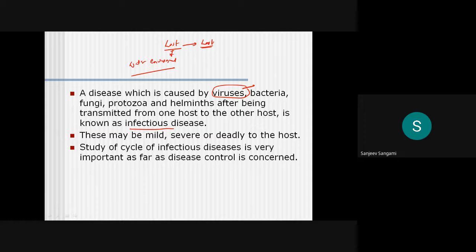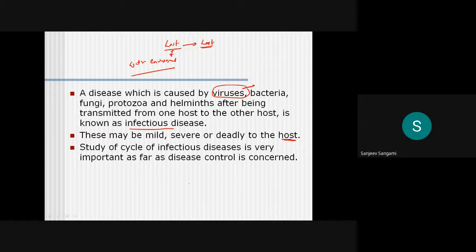Okay, so these may be mild or severe, related to the host itself. Most of the time the host, as I said, is a human being. Sometimes, if it enters a human being, it is dangerous, and sometimes it will be mild. It depends on the immunity power of the human being. We always have to think about that. If the immunity power is more, normally the survival is more, and the death rate will be very low.